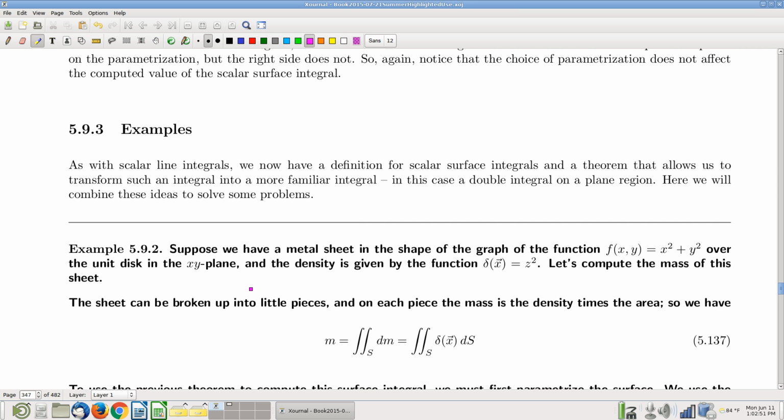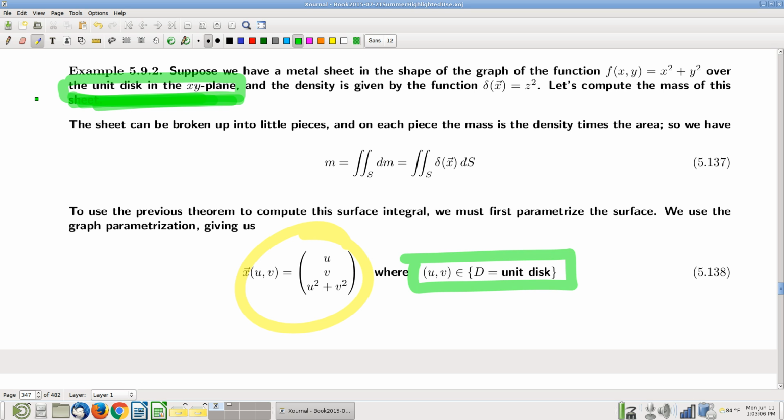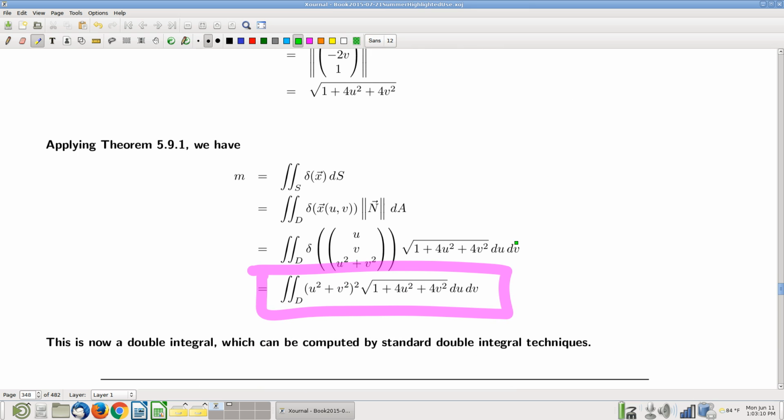Let's remind ourselves what that was. We were looking at the graph parameterization. So the domain was what part of the graph we're interested in. We're looking at the part that's sitting over this unit disk in the xy plane. So that's our domain for our parameterization, and thus our domain for this integral, the pullback integral. Everybody good?